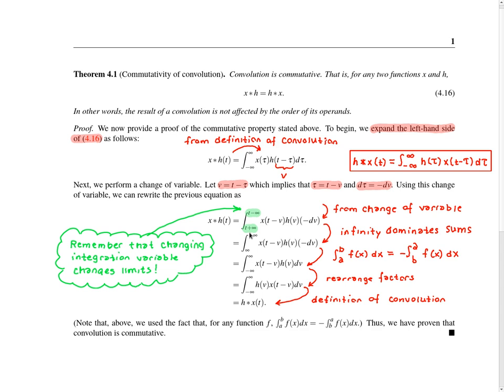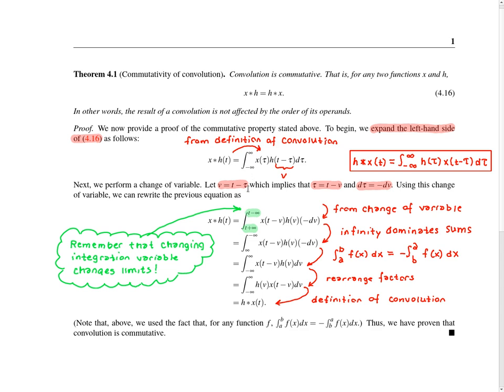The limits will always change when you do this, because if you think about it, these limits in this integral correspond to values of v, because we're integrating with respect to v. But in the original integral, these limits correspond to values of tau, because we're integrating with respect to tau. Because tau and v are different by definition, which is the whole point of doing a change of variable, it would not be a very helpful change of variable if we just let v equal tau. It wouldn't really change anything. So v and tau are not equal, and these limits are not going to be the same as the original limits.